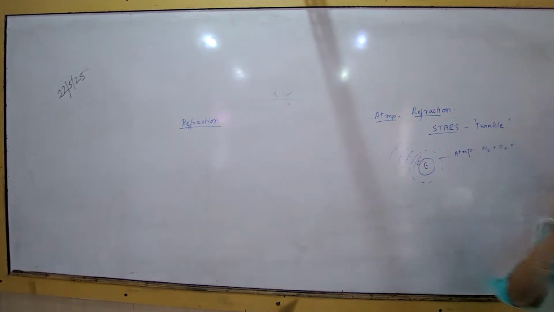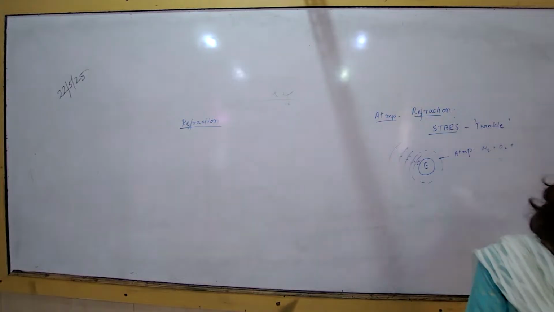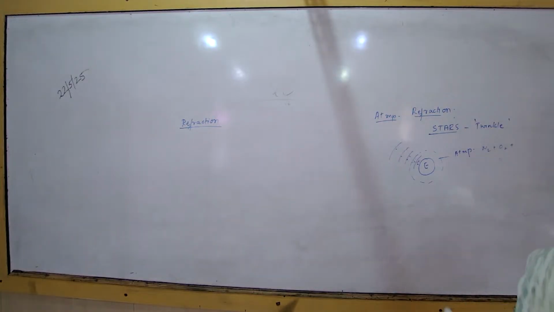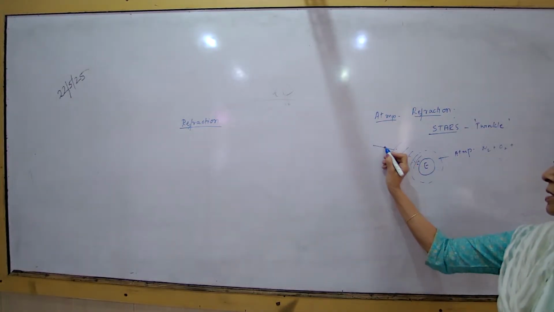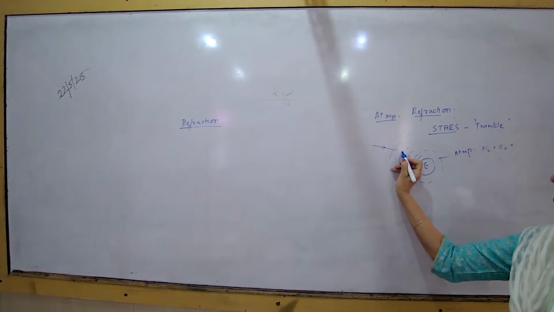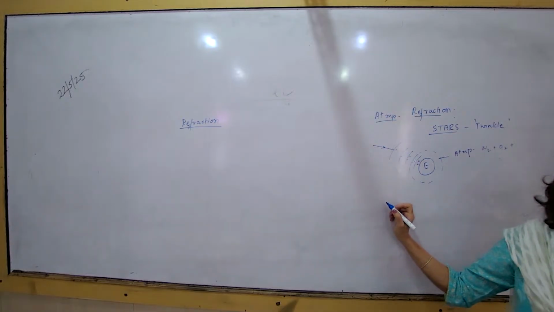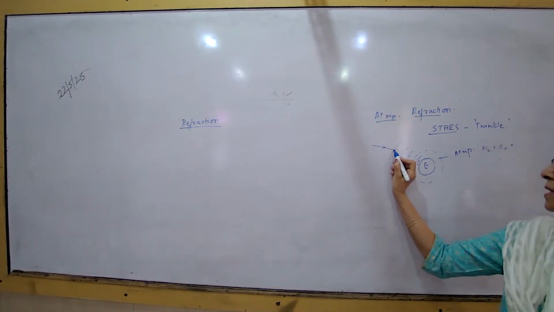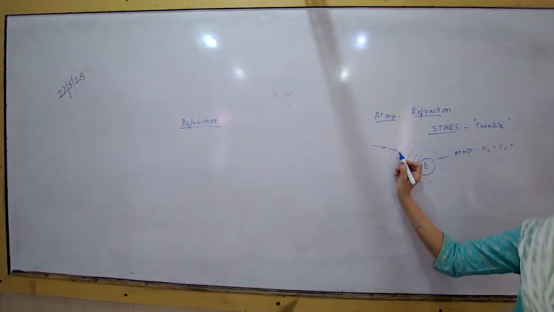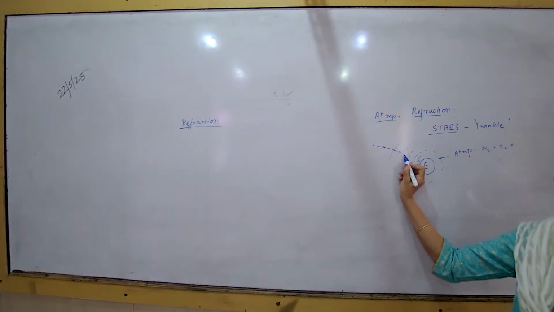So is it passing in a straight line? From a rarer to denser medium, what will happen? There's a bending taking place towards the normal. At each and every point, the sun rays are not going to pass in a straight line. If you actually look, there's a slight bending taking place. Next, it comes to the other layer, and once again there's a slight bending.